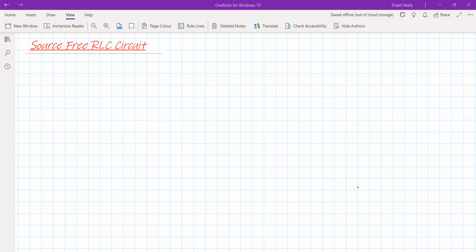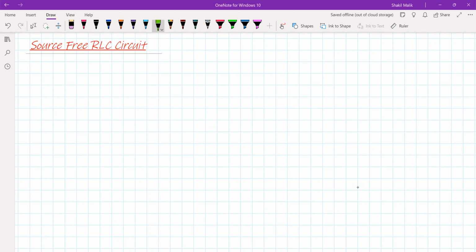Welcome. In this session, we'll solve an example of an RLC circuit, how to find the response, or in other words, voltage or current in an RLC circuit. In this session, we'll solve an example where we remove the source. So in other words, this will be a source-free RLC network. So let's take an example.